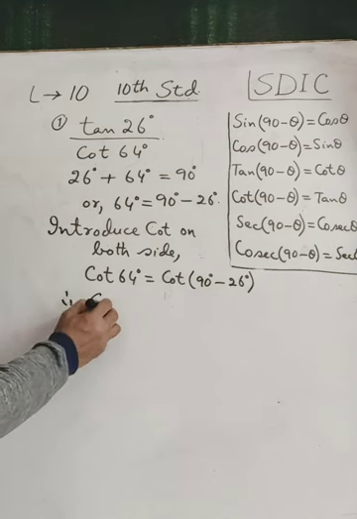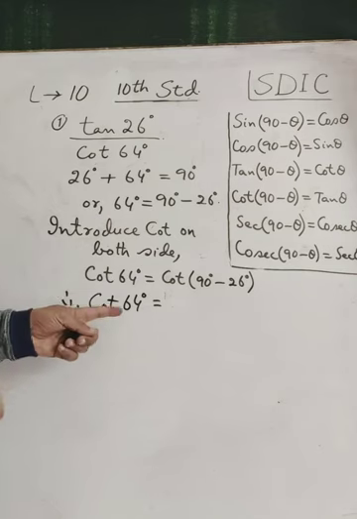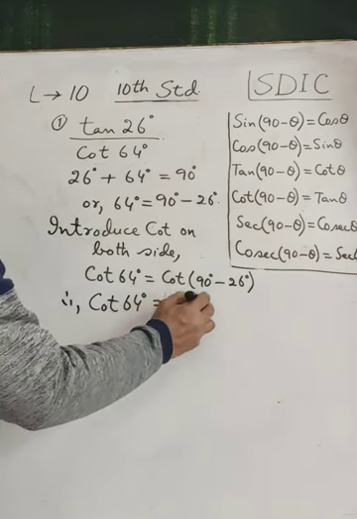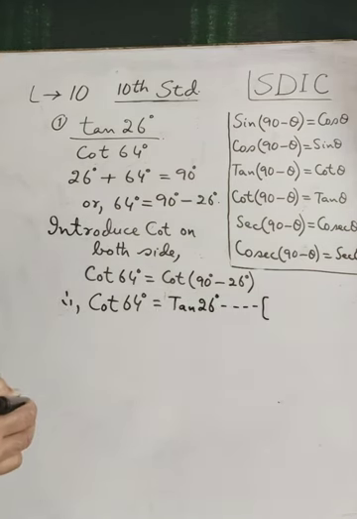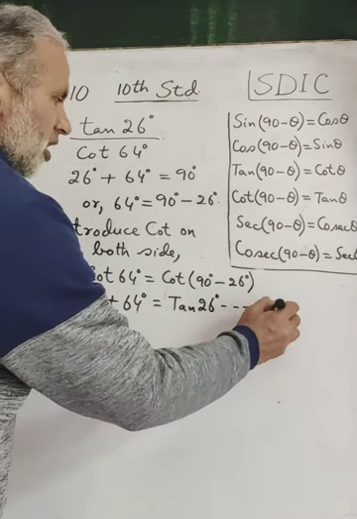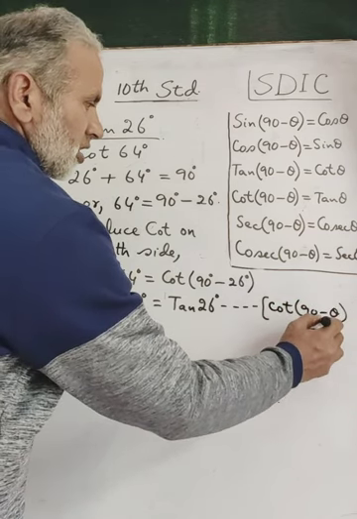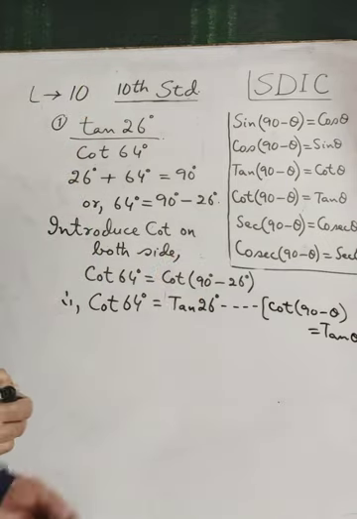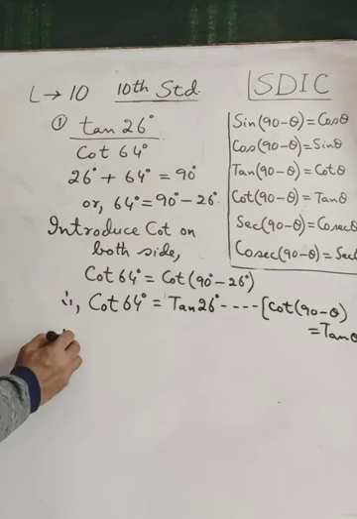Therefore, cot 64 degrees is equal to tan 26 degrees. This is the result we got from this table, cot 90 minus theta is equal to tan theta. Then we use this result in the given question to get the answer.